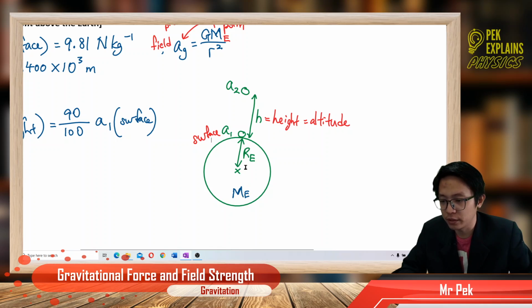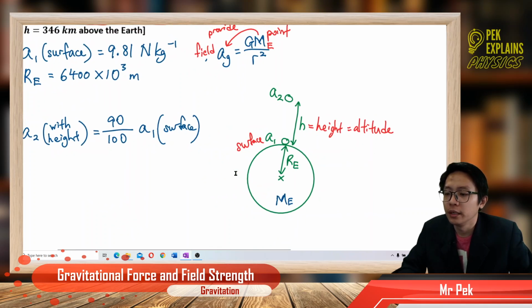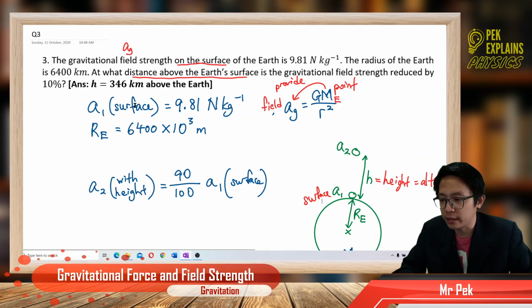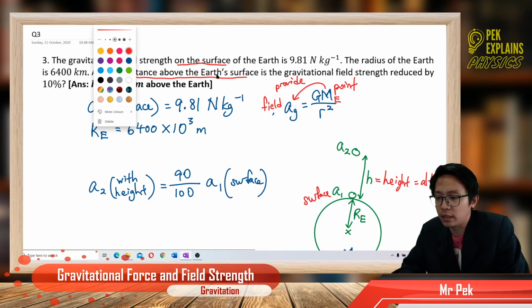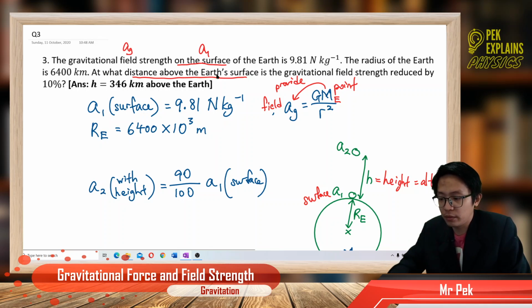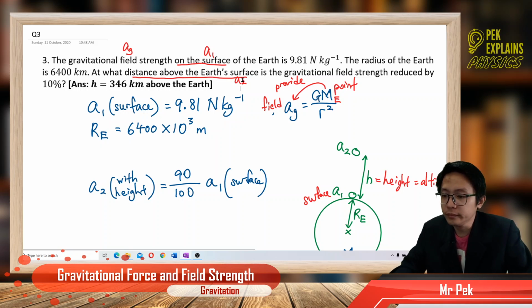So this is the Earth, the mass of Earth, radius of Earth. A1 is radius of Earth away from the center. A2 is radius of Earth plus h away from the center of Earth. So now the first one is A1, and the second one is A2. It's saying that the A2 is reduced by 10% compared to the surface.